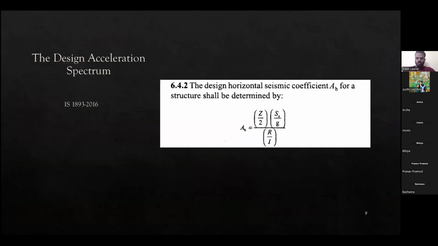So don't be scared by this equation. This is the equation that determines how much seismic force is going to act on your building. As you can see, there are some parameters in this equation. We'll go through them one by one.